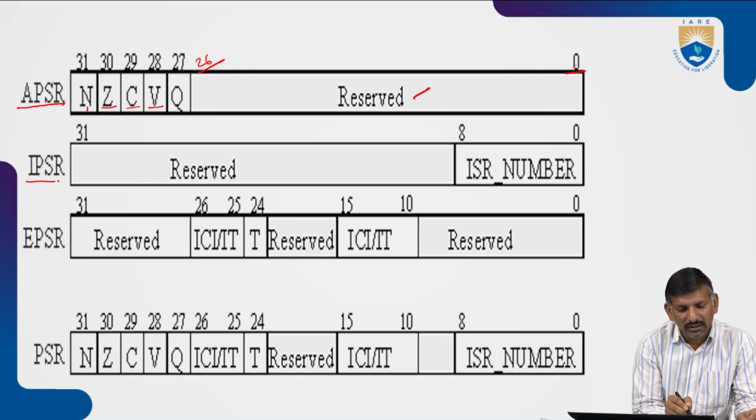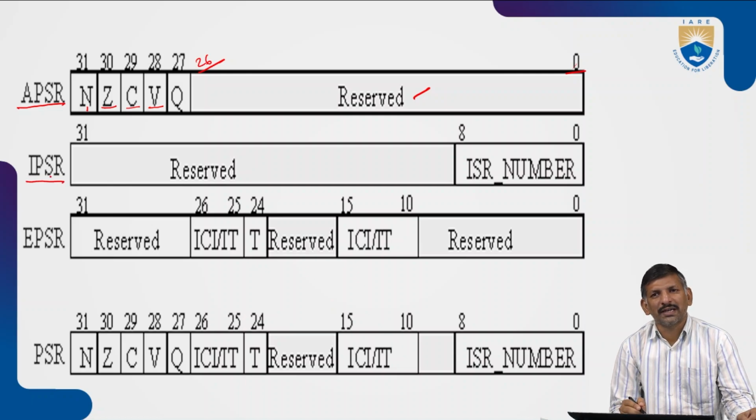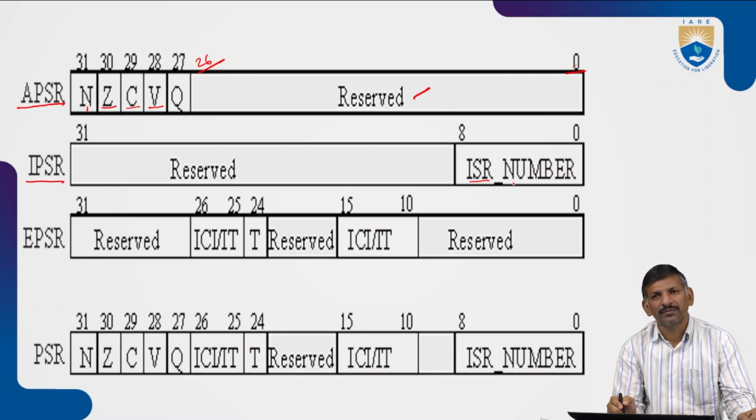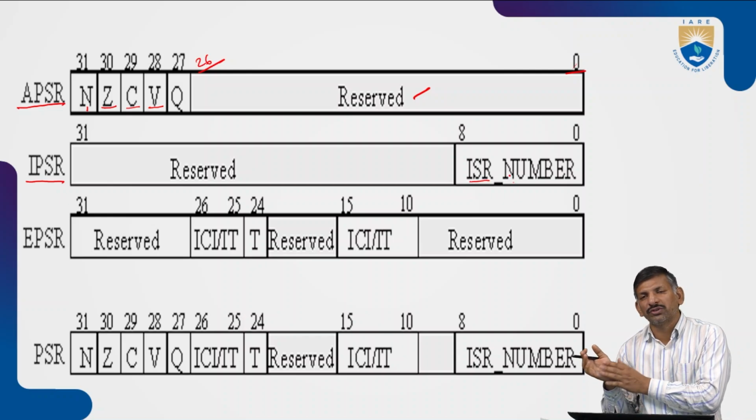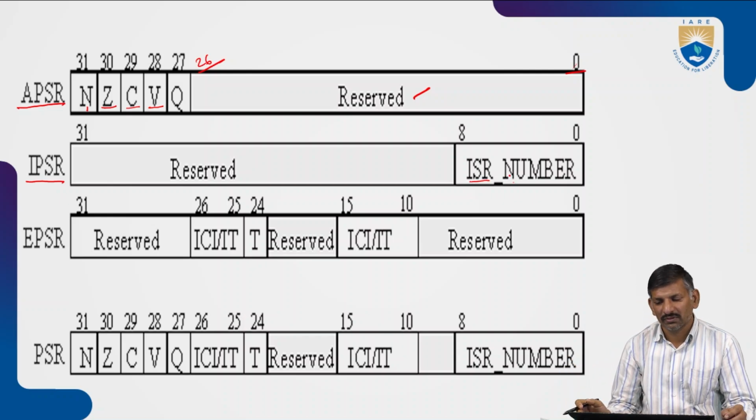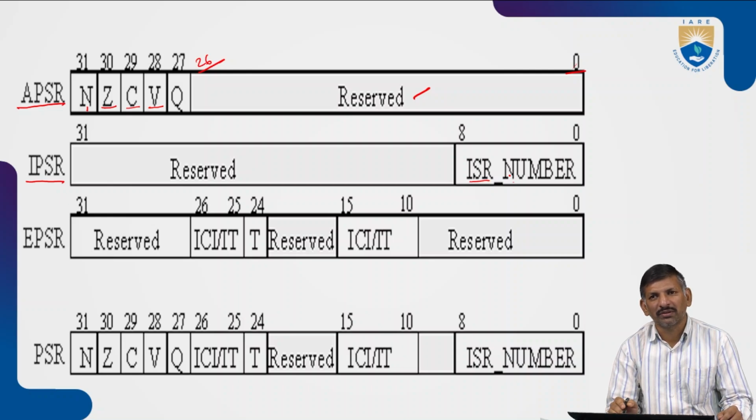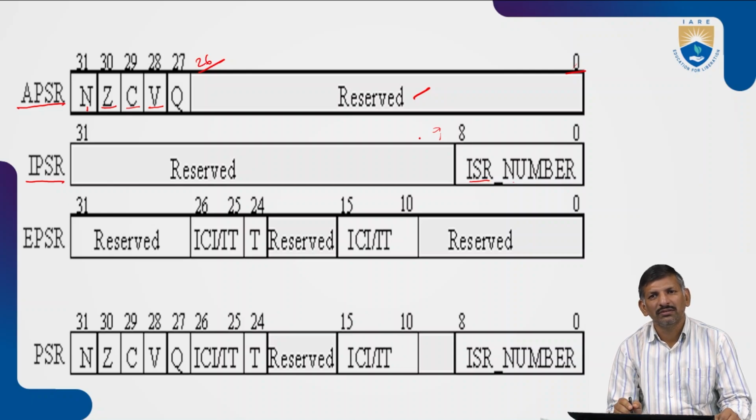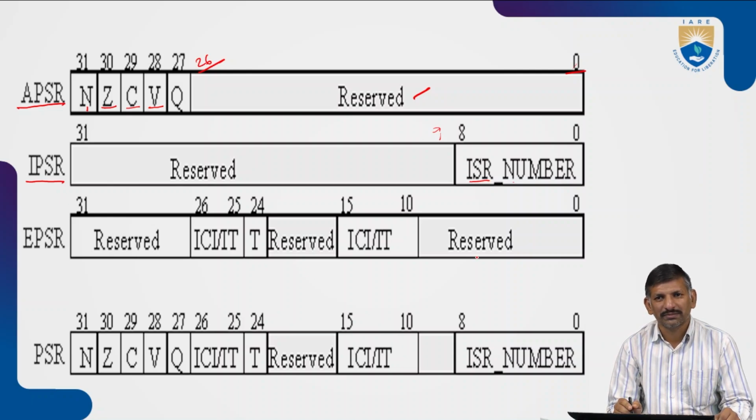Next, interrupt program status register. Here 0 to 8 means total 9 bits. This contains the interrupt service routine number. So which interrupt is executing here? Okay, ISR number. So 9 to 31 bits are reserved for future purpose.